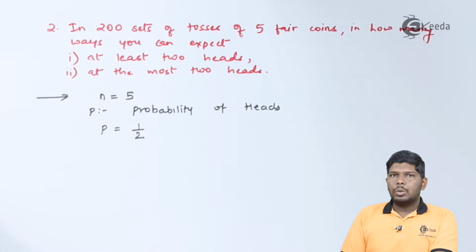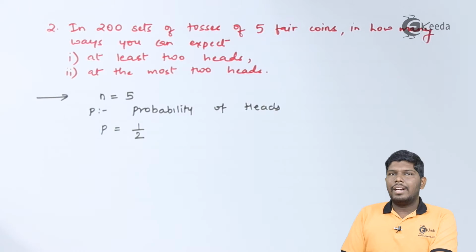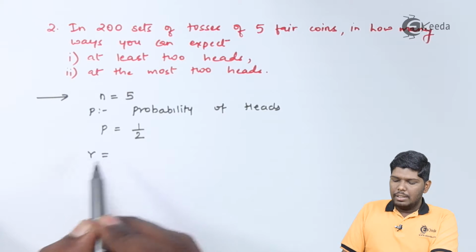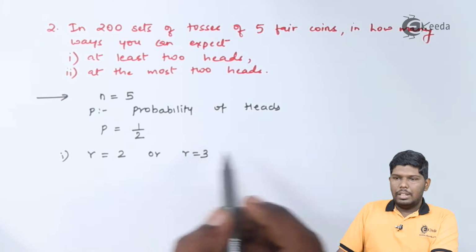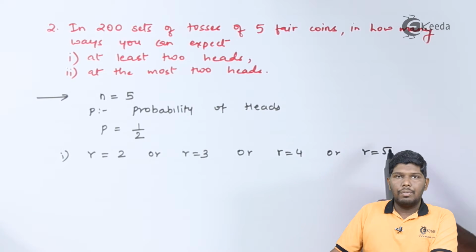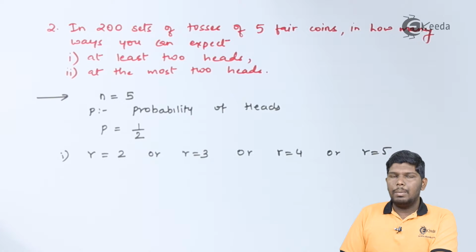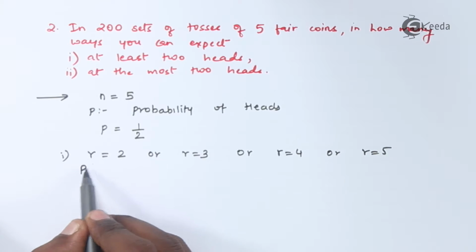After that, in the first question, they have asked that we need at least 2 heads. If I toss the coin 5 times and say the number of heads should be at least 2, it means the number of heads can be 2 or 3 or 4 or 5. So R in the first case can be 2 or 3 or 4 or 5. Whenever it is a case of at least, it means the least value should be 2, and the maximum it can be is equal to the number of trials. So let us find each of their probabilities.